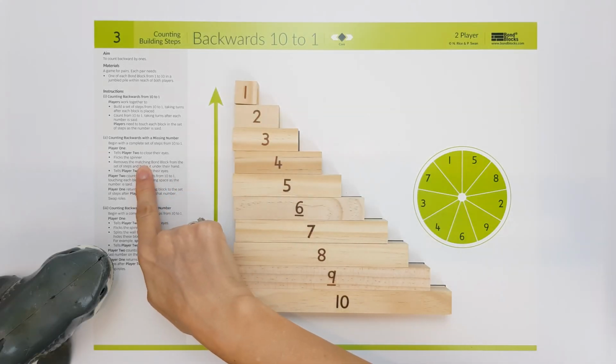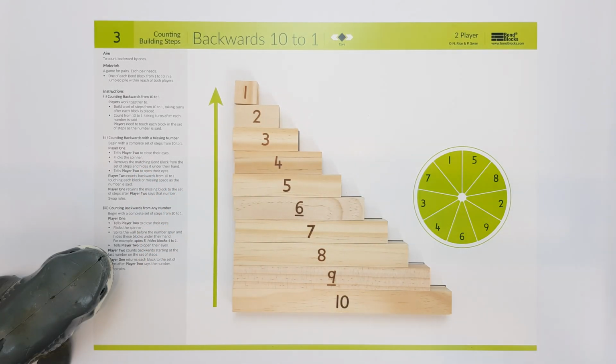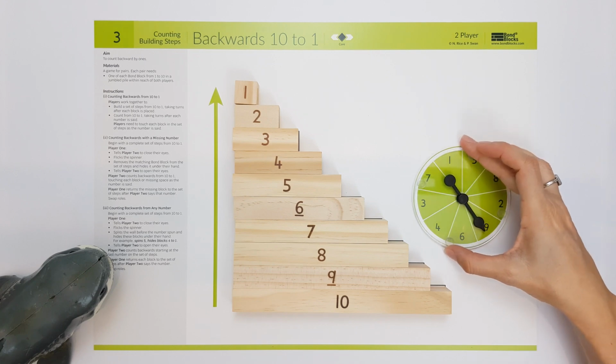In the second activity, we're going to count backwards with a missing number. So I'm going to put my spinner on.